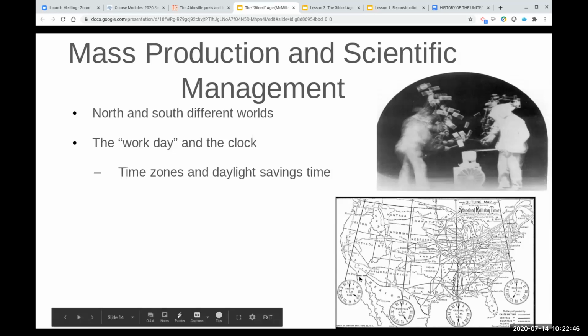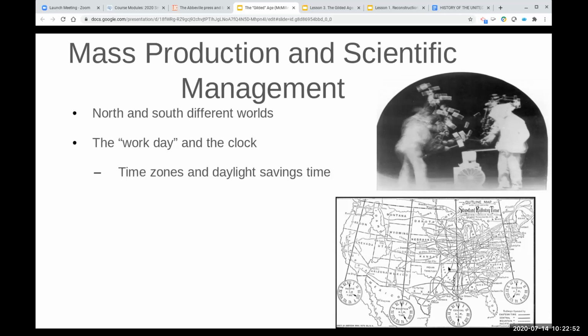Well, let's look, for example, here is an outline map. This is a map of standard railway time. The reason why we have time zones today is a product of this period. Because if you were on a railroad leaving from Chicago and going to San Francisco, the time that this train left would be hard to reconcile with the time when you got in to San Francisco. How many days would you have gone through? Well, you'd come in and the sun would be in a different place in the sky.